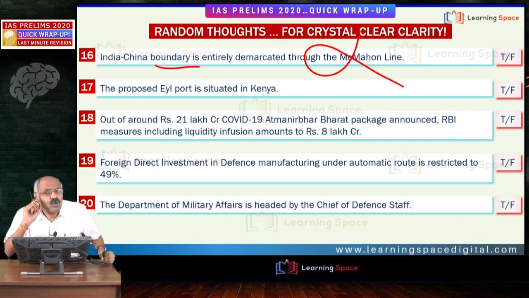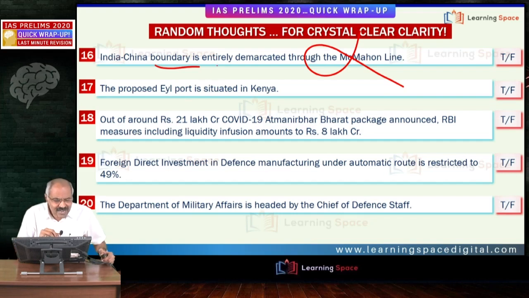Second, most of the boundary between India and China is not demarcated on the ground: towards the eastern side, the McMahon line, and towards the western side, the Johnson line. This Johnson line pertains to 1865, and the McMahon line to 1914. And the boundary in the Sikkim area pertains to somewhere around 1910 or so, right?